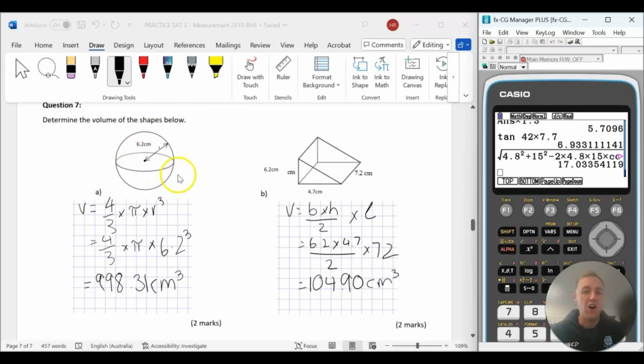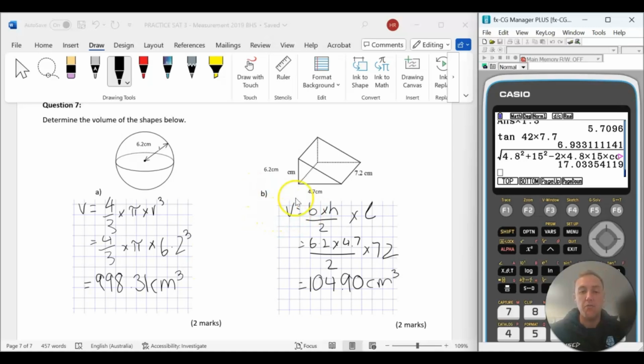We've got a sphere, all right? We know that the volume of a sphere equals 4 over 3 times pi times r cubed, all right? It's to the power of 3, not to the power of 2. So we replace those numbers, and that is what we get, 998.31 centimeters cubed. All right, on to the next question.